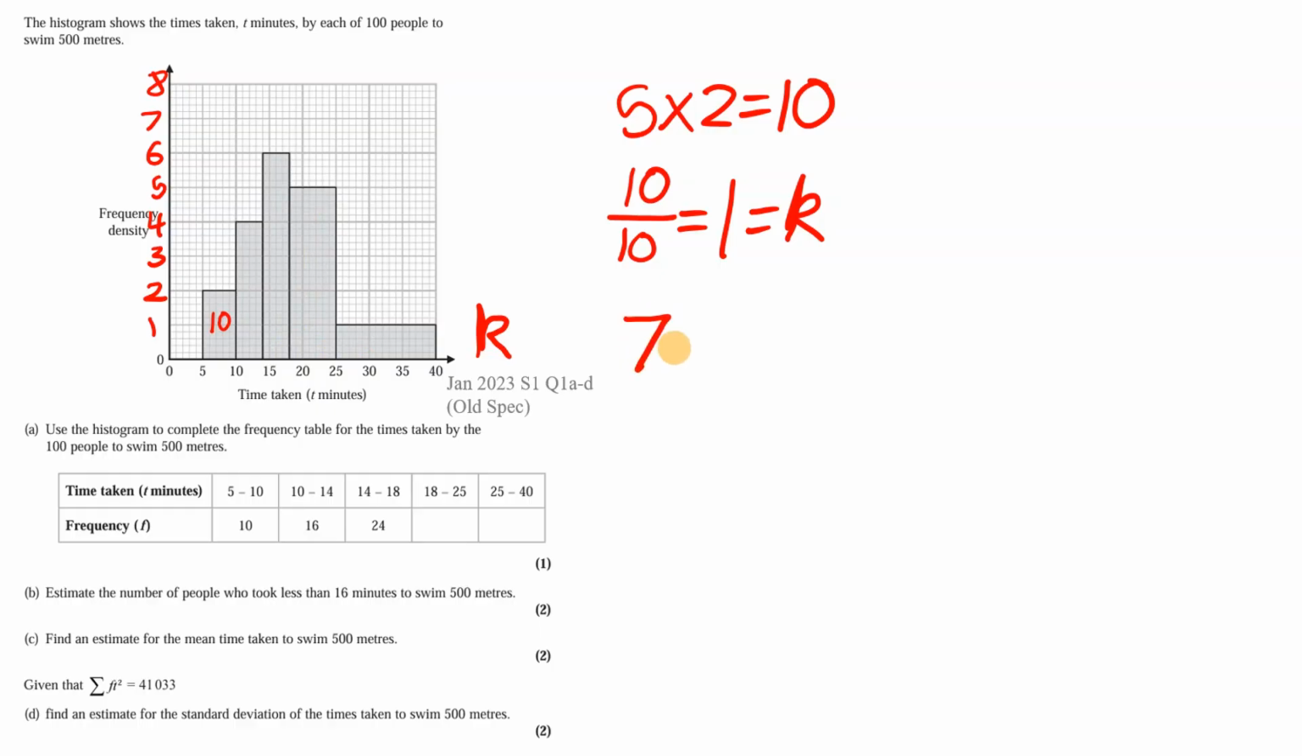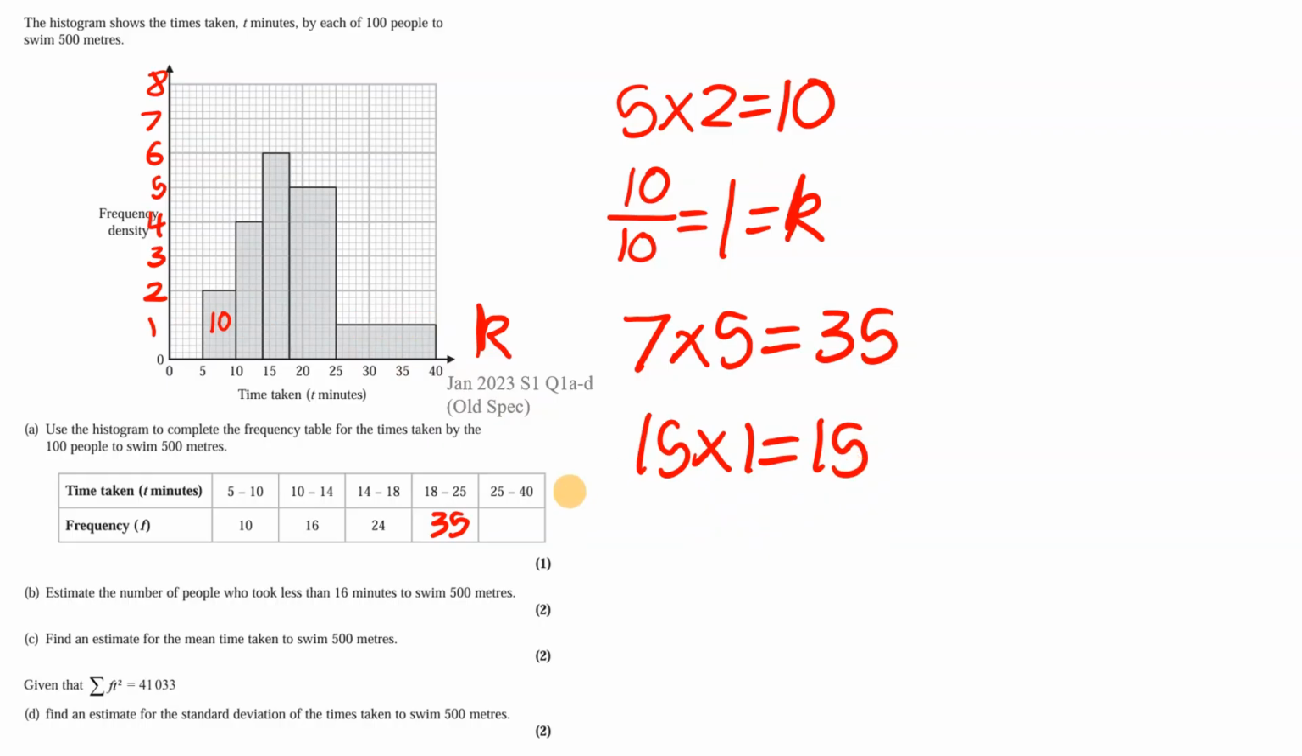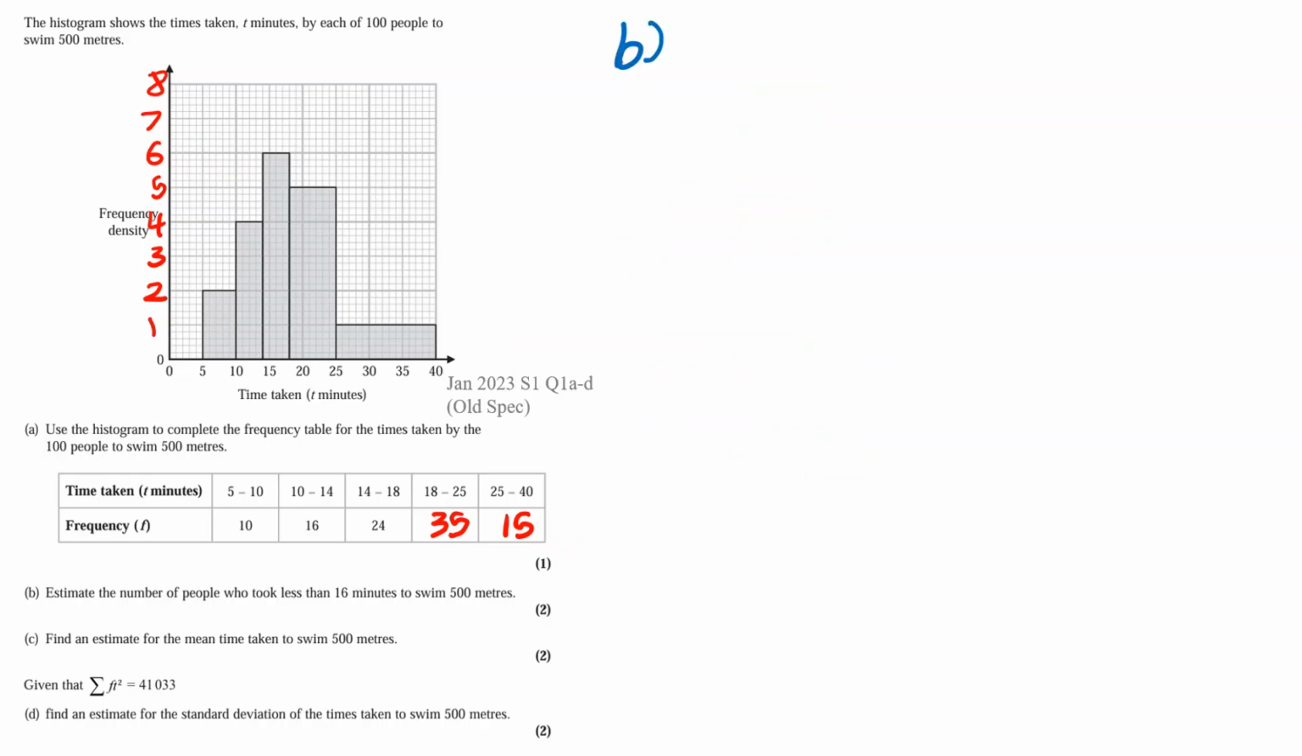So this is going to have a width of 7, and this is multiplied by the height, and it comes up to 5, and this is equal to 35. Remember, K is equal to 1, so this is also the frequency. So the frequency is 35, and then for this one here, the width between 25 and 40 is 15, and this is multiplied by the height, which is 1, so 15 times 1 is 15, so therefore the frequency here is 15.